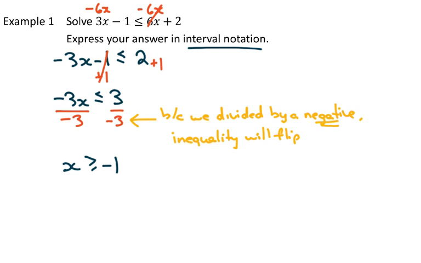X is greater than or equal to negative 1, meaning the range of numbers that we have starts at negative 1 and continues on to infinity. As we know, brackets for infinity are always round, and the bracket on negative 1 will be square because it has the equal to line with the inequality.